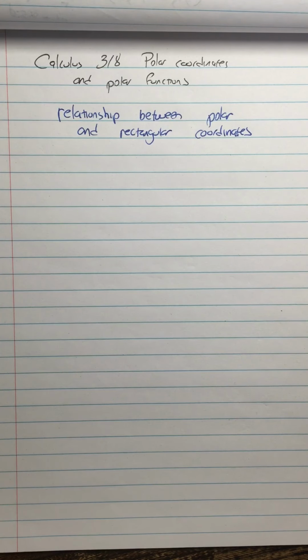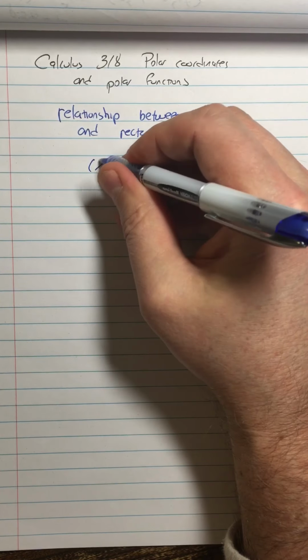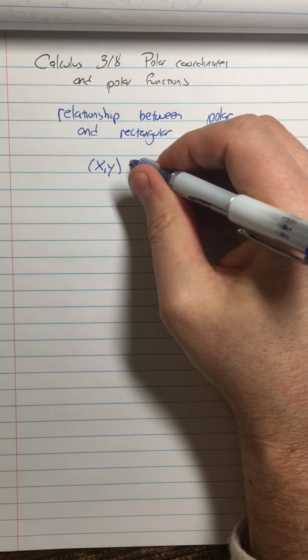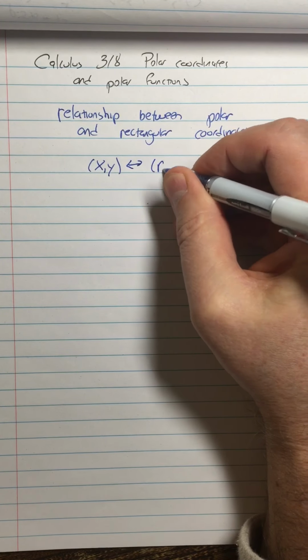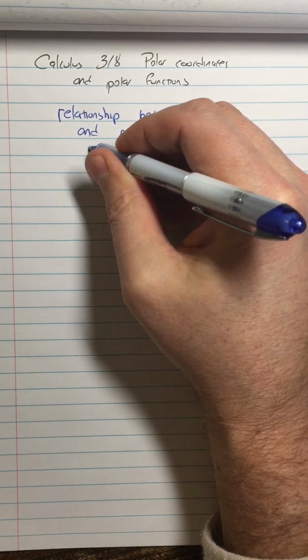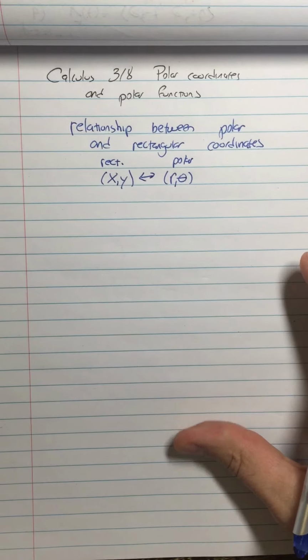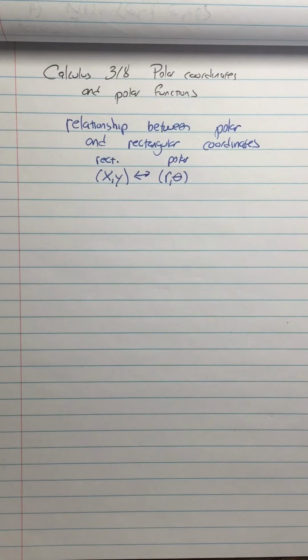It's pretty obvious. You have a point (x, y), that is Cartesian coordinates, that we want to be able to convert back and forth to (r, theta), which are polar. So rectangular, polar, how do we convert back and forth? Well, you already know, because it's the same as vectors.